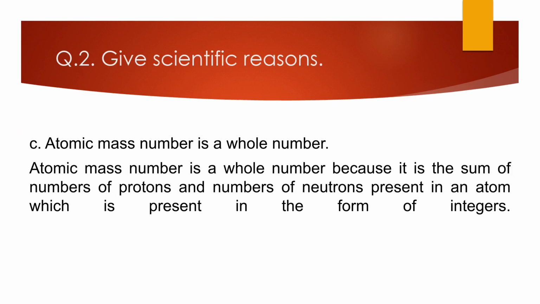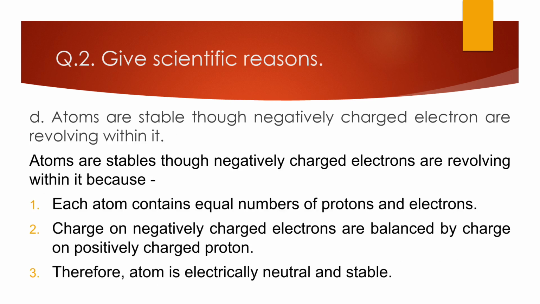Next is, atomic mass number is a whole number. The answer for this is, atomic mass number is a whole number because it is the sum of the number of protons and neutrons, and these protons and neutrons are always present in a whole number, and that is why the atomic mass number is also a whole number.